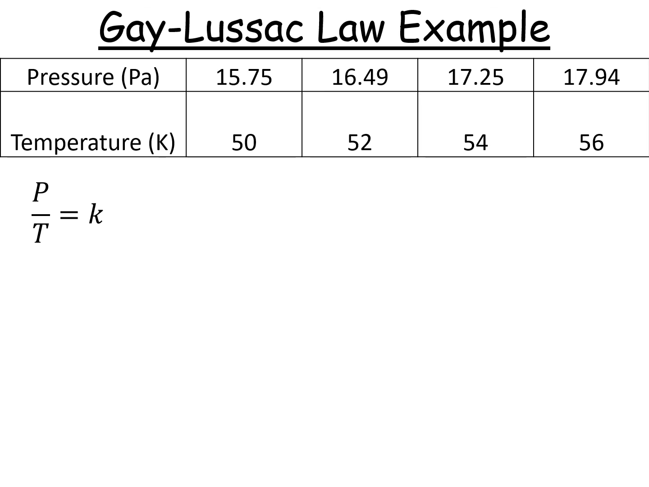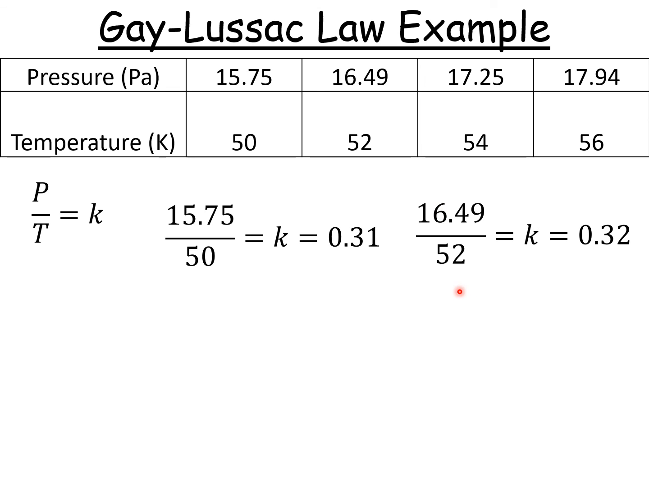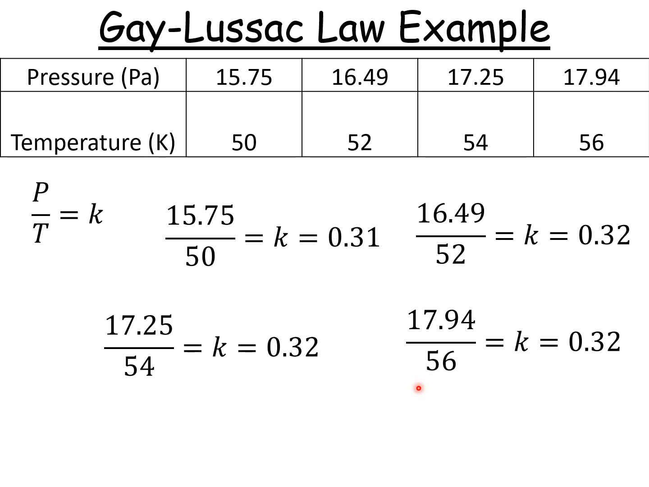We then plug in each pair of values. So the first one we're going to do is 15.75 divided by 50. Notice it's already in kelvins, so we can just substitute them in. And we get a value of 0.31. We then repeat this process for the other 3 values as shown. And this is the second one. And this is the last one.